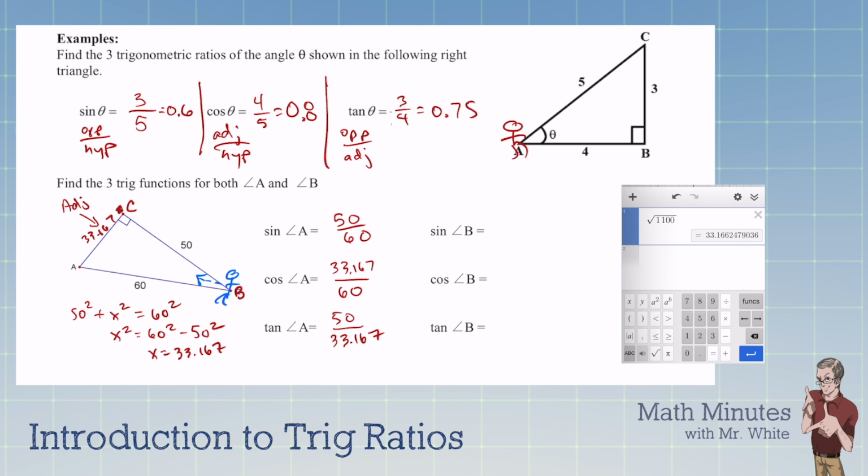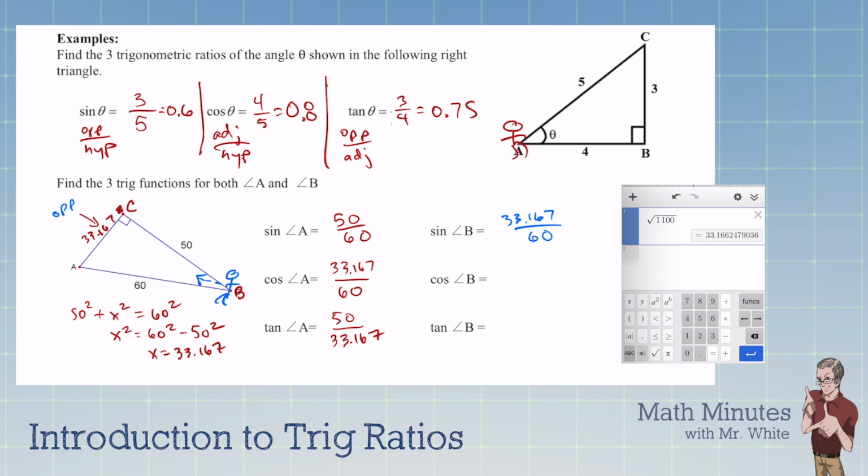So let's write the ratios down. Sine of angle B would be the opposite. So this is no longer the adjacent side. Now this is the opposite. It's opposite of B. So sine of angle B would be 33.167 over the hypotenuse. Now the hypotenuse doesn't change here, folks. It's still the long side, which is 60.